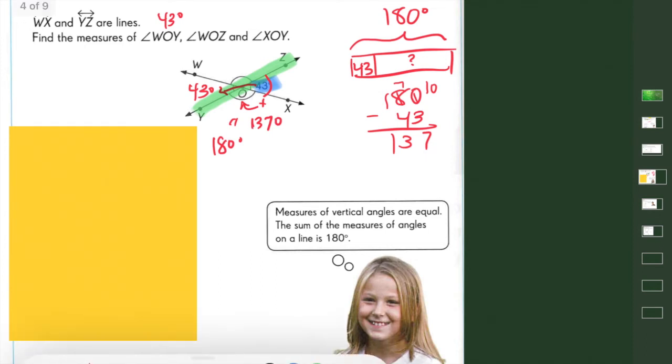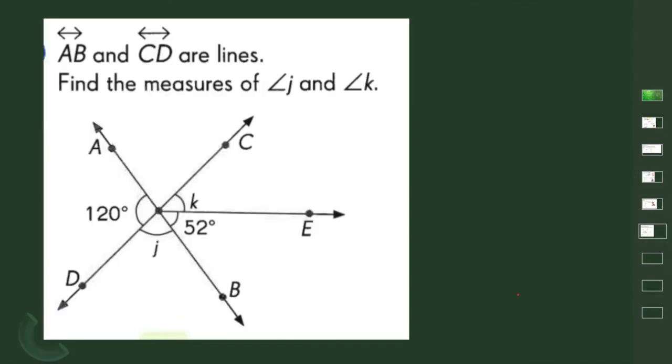And if this measure XOY, if that angle is 137 degrees, then the opposite angle must also be 137 degrees. So you can see how knowing that vertical angles have the same measure and angles on a line must have a total measure of 180 degrees, you can see how using that is very helpful when you're finding unknown measures.